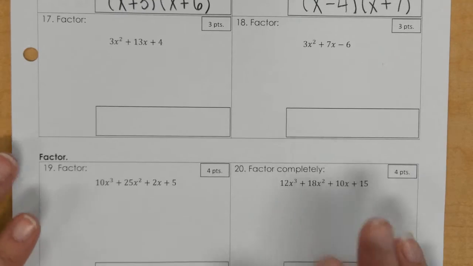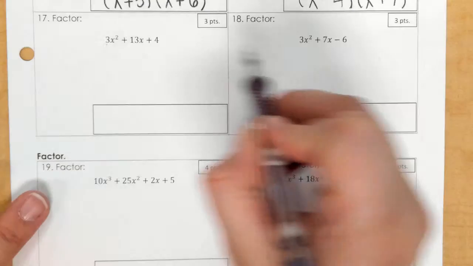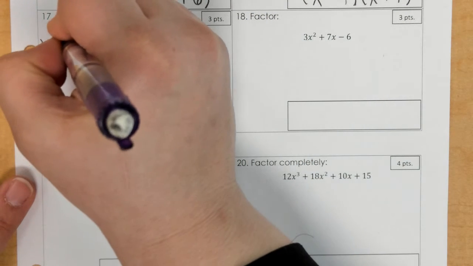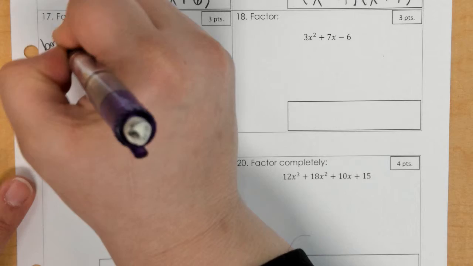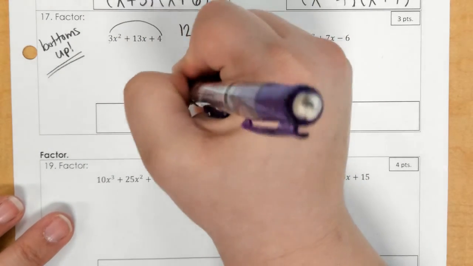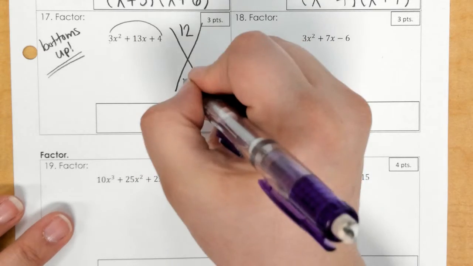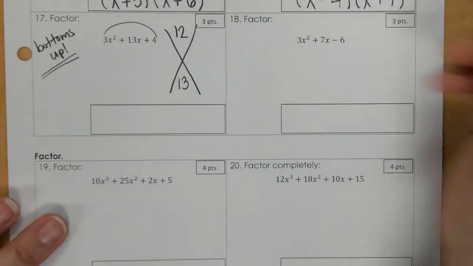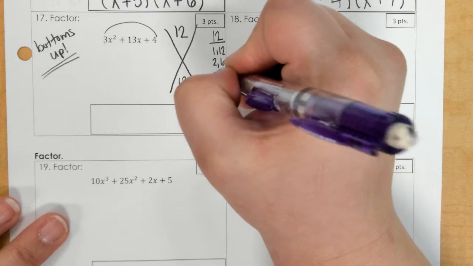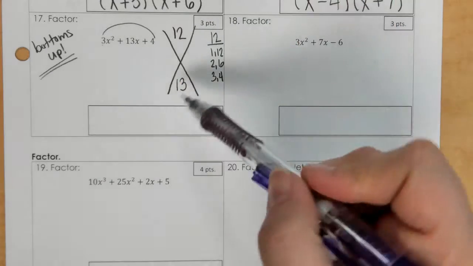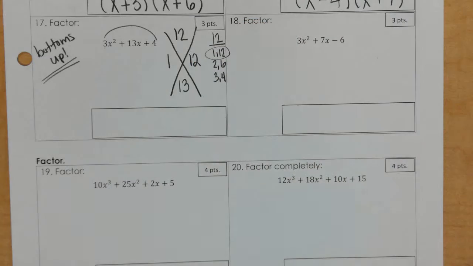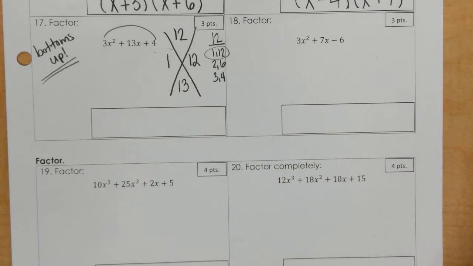At number 17 and 18, I have a number bigger than 1 here, so this is bottoms up. So 3 times 4 is 12, and we're trying to get to the middle number 13. So if I list the factors of 12, the only one that can add to be 13 is 1 and 12. And 1 plus 12 does make 13.